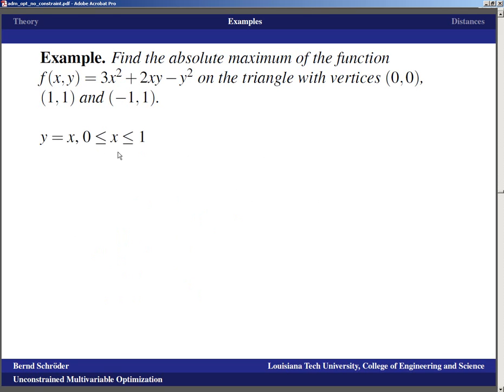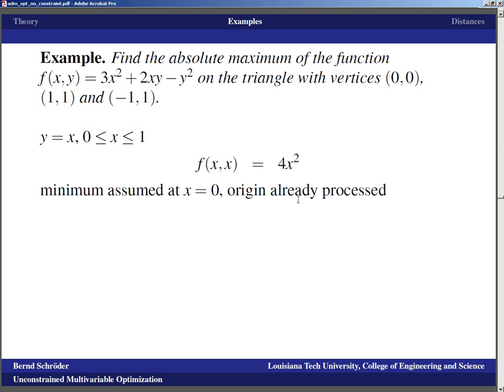Y equals x, and then x between 0 and 1, that's the upslope of the triangle on the right side. Well, that would mean that we have to find out what the function f of x and x does, right? Because y is equal to x. Well, that function is 4x squared, and that assumes its minimum at 0, and the origin has been already processed, so we don't have to worry about that. And the maximum is assumed at x equals 1, and 1, 1 has been already processed, so we really have no new information from this part of the triangle.